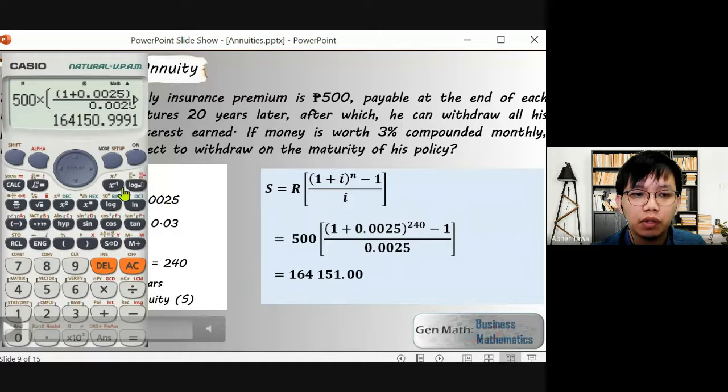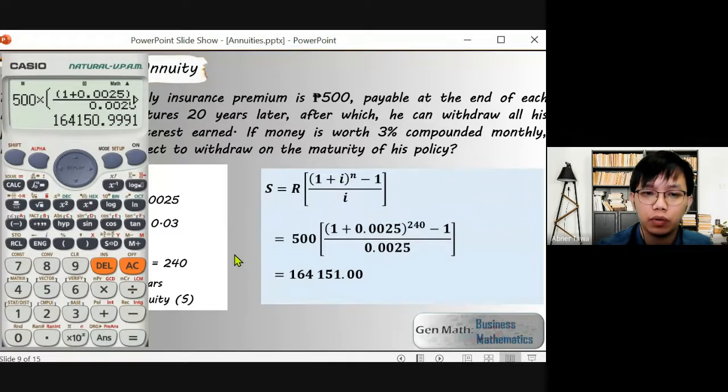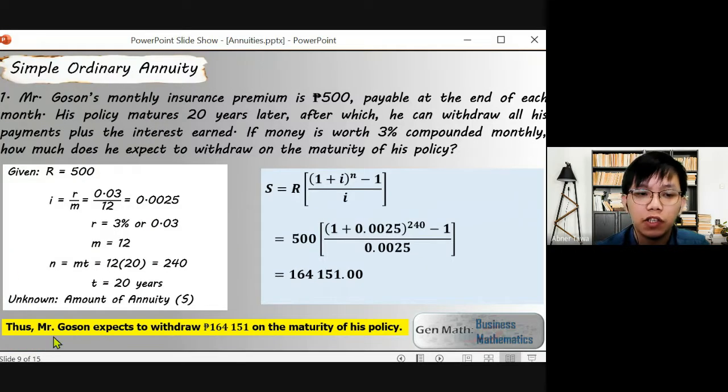So it will be better na yung gagamitin na scientific calculator is yung FX-991 na Casio, o yung kaya niyang mag-input ng ganitong equation. So that is the future value or the answer to the given problem. And of course, our final answer will be our conclusion. So the conclusion here is, thus Mr. Goson expects to withdraw an amount of 164,151 pesos on the maturity of his policy. So yan yung amount na makukuha ni Mr. Goson after the end of the insurance policy.